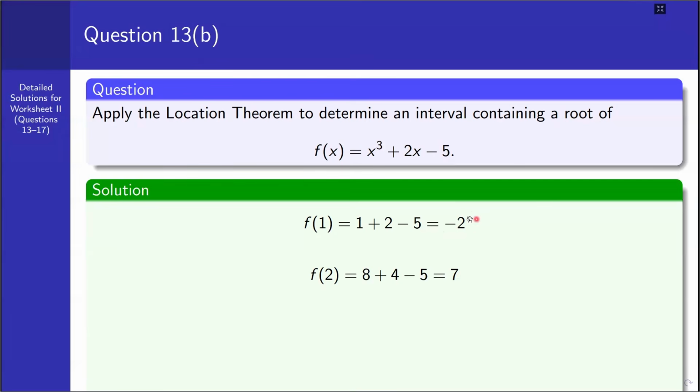So it is not about the values, if one is negative and the other positive, then using the location theorem, this indicates that f of x will have at least one root in between 1 and 2.